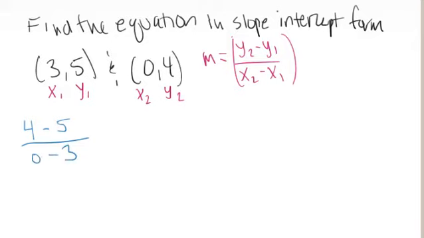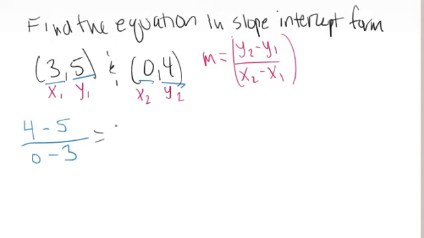Let's just double check that because apparently I make mistakes. Y2 is 4, yep. Minus Y1 is 5, yep. X2 is 0 minus 3. Perfect. Now let's go ahead and put in what I know.